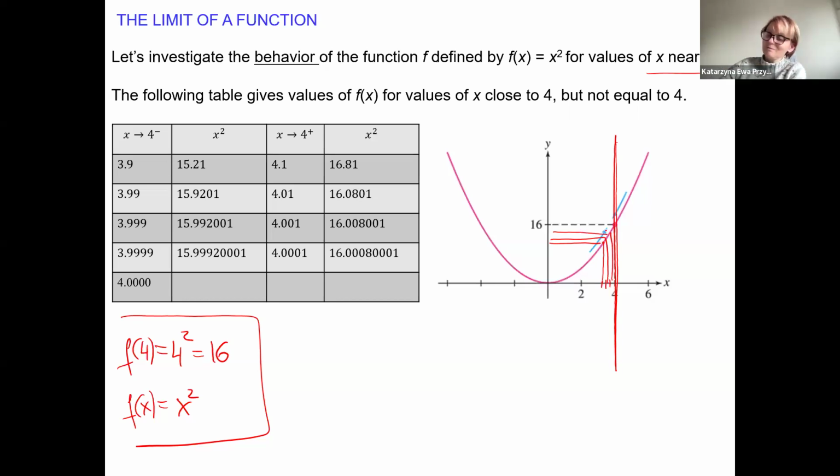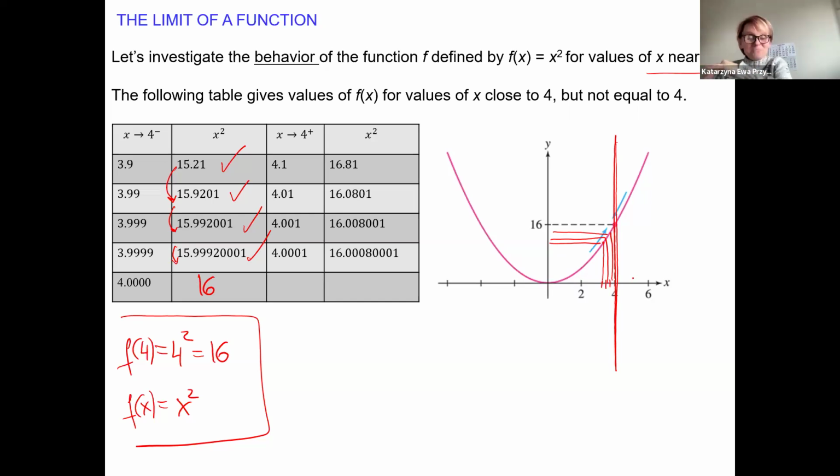Do you see the values in the table? 3.9 squared is this. 3.99 squared is 15.92. Then 15.99, 15.9999. That's what you can say. At 4, what will be the limit? What are these numbers actually approaching? I know that is obvious, but it's a really important concept, okay? I know, you probably think, wow, it's obvious that it is 16. Okay, yes, thank you. But let's just get that idea.